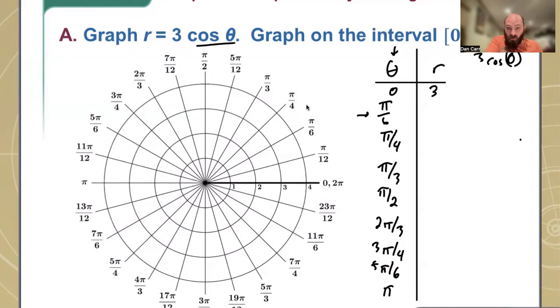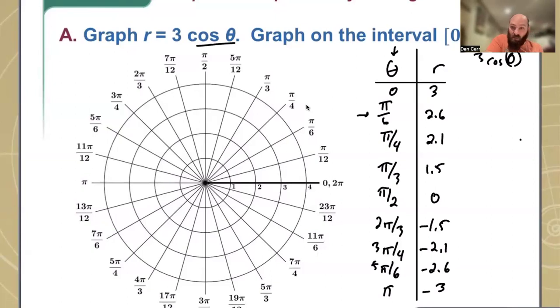If I plug that in my calculator, I get some decimals. I'll get 2.6, 2.1, 1.5. This will come out to 0. Then a negative 1.5, a negative 2.1, a negative 2.6, and then a negative 3. Once we go beyond that, we're going to loop on itself again, so this is all I need in this case.